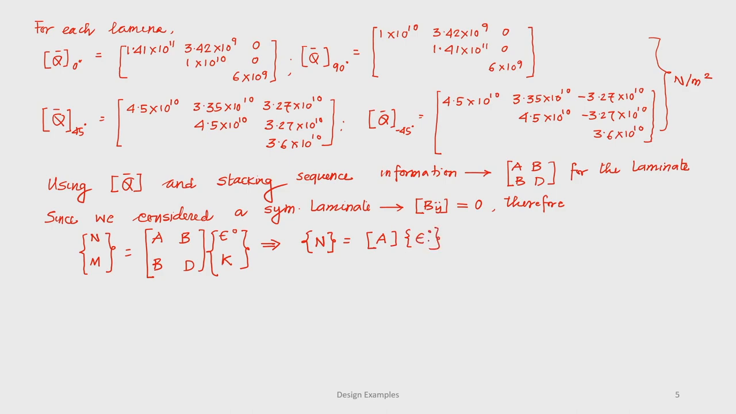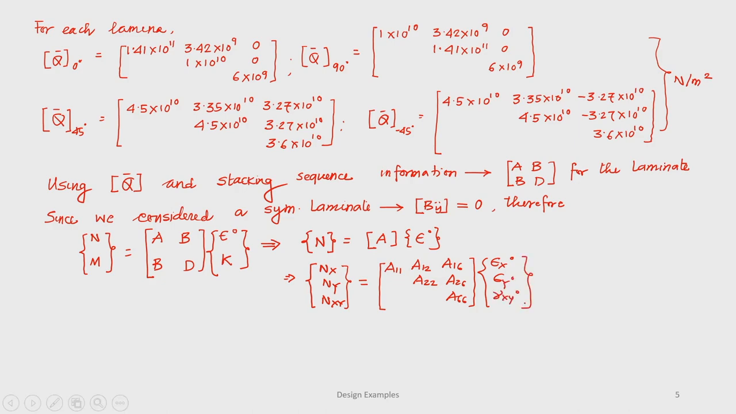That means, we can expand this: the in-plane force resultants Nx, Ny, Nxy is equal to A matrix into the mid-surface strains. Okay, we could decouple that because it is a symmetric laminate. Now, we know that we can find out the elements of ABBD matrix using this Q bar for each layer and the stacking sequence information.